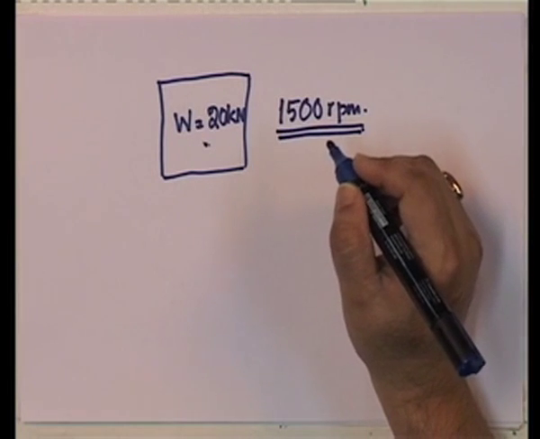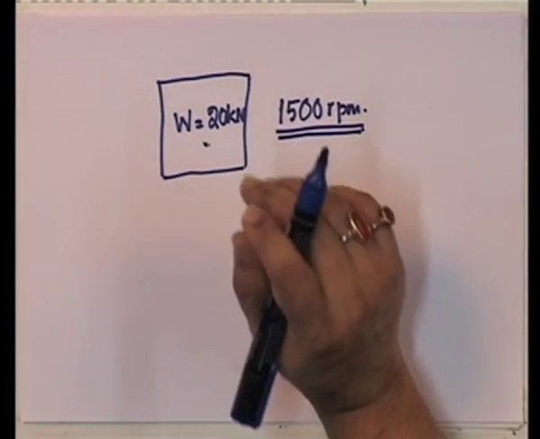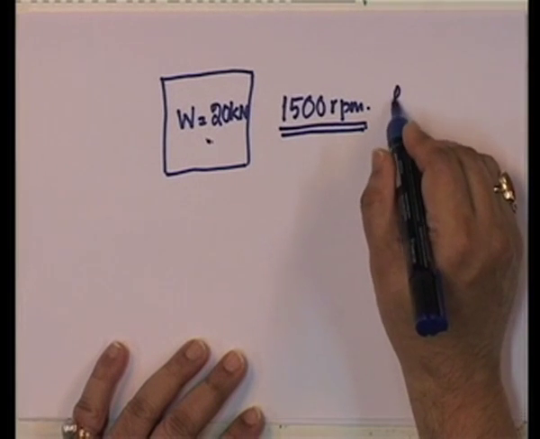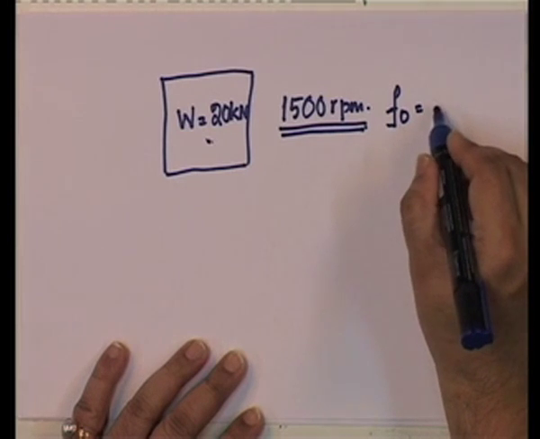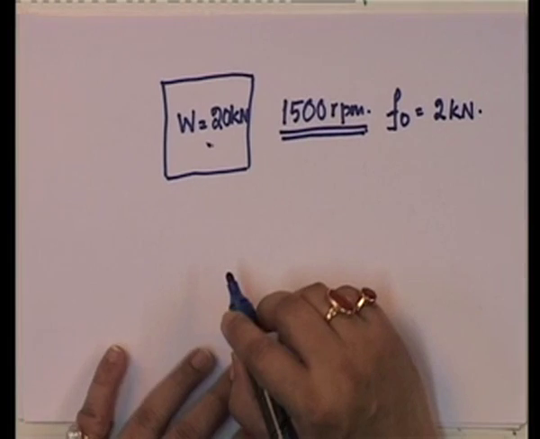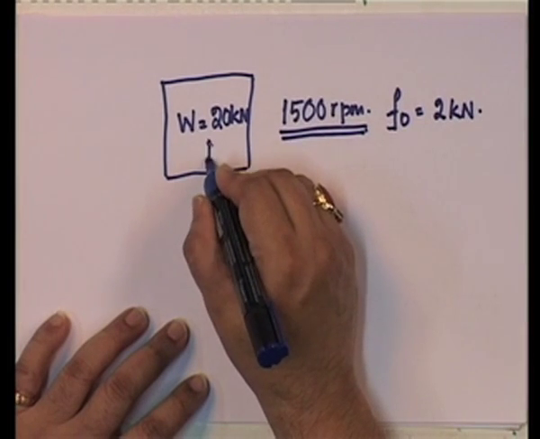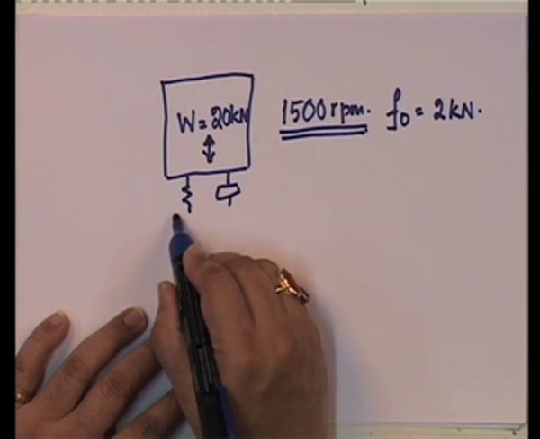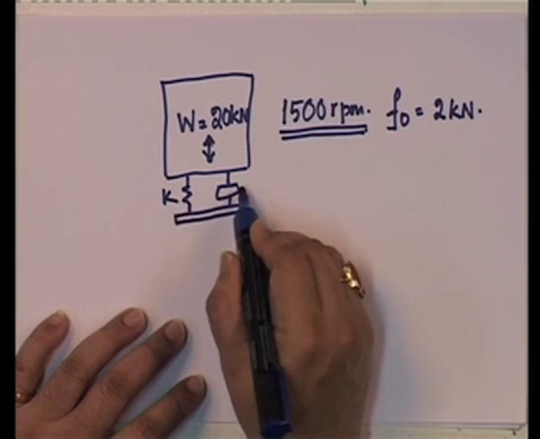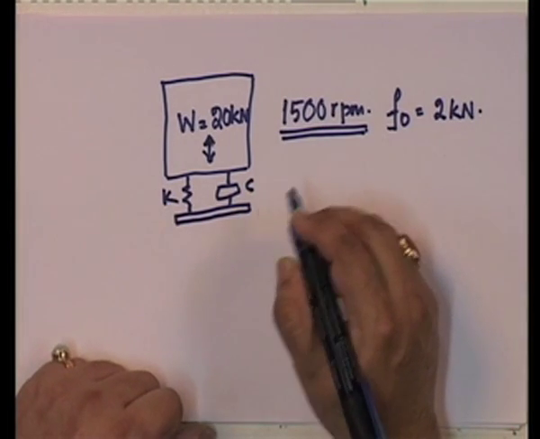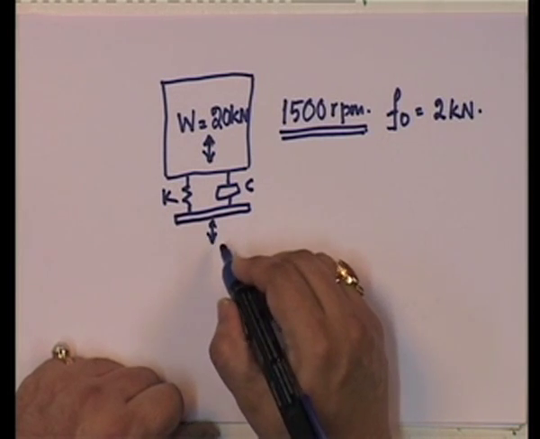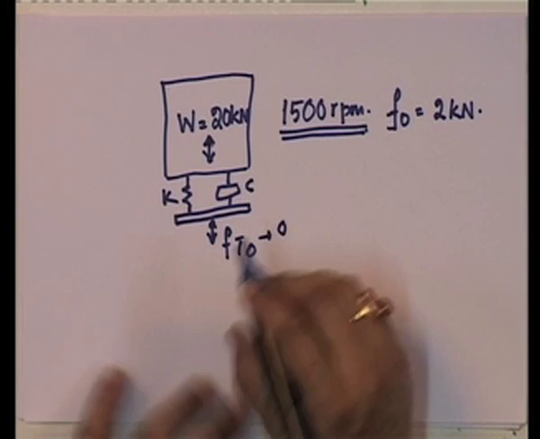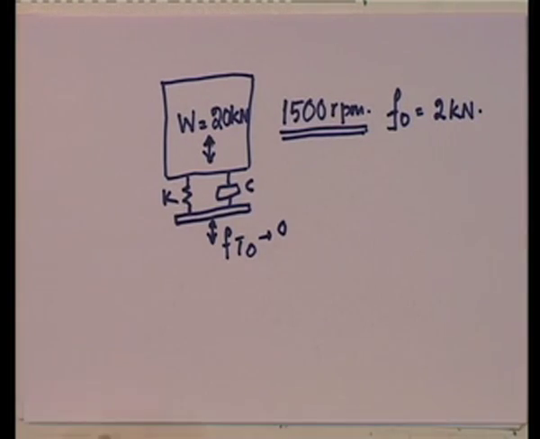And it is transmitting a force. The weight is not the force, by the way, because the weight is a constant weight which exists, but it is transmitting a force of amplitude equal to, say, 2 kilonewtons, and this is a vertical force being transmitted, and we have to design K and C such that we reduce the force transmitted here to as low a value as possible. This is our design problem.